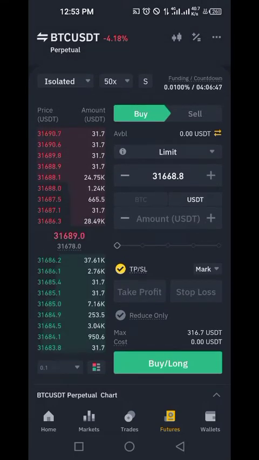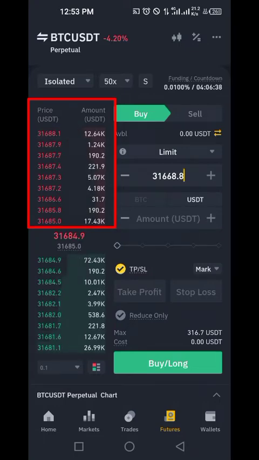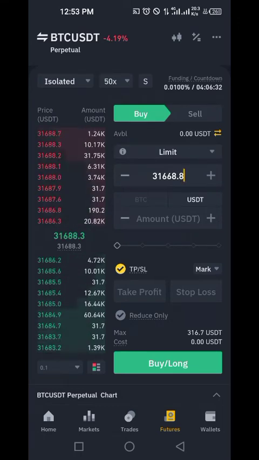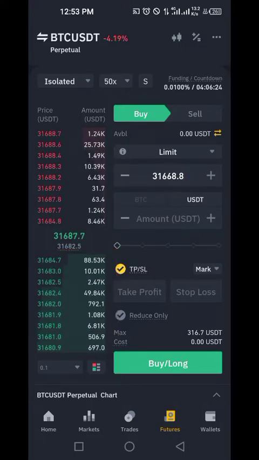Now you see red here and you see green here. You see the changing figures up and the changing figures down. The changing figures up here on red are the sellers, those who are selling Bitcoin at the current market price, at the prices that you are seeing there, while the green ones here are those that are buying at this price. So one of the differences between trading on spot and trading on futures is that when you are trading on spot, you are only buying, and you are selling when it goes up, with the idea that you want to make profit.